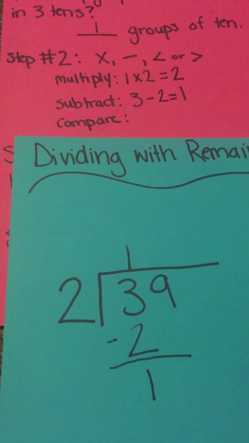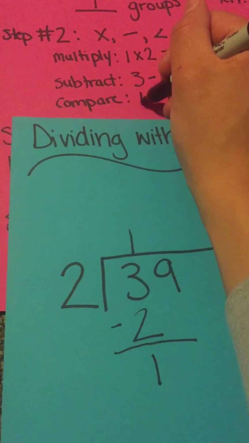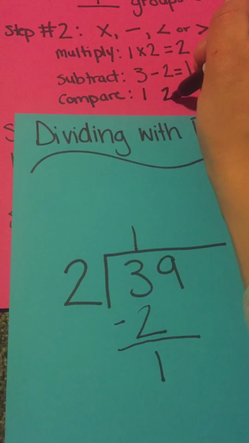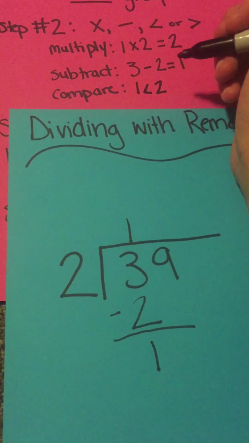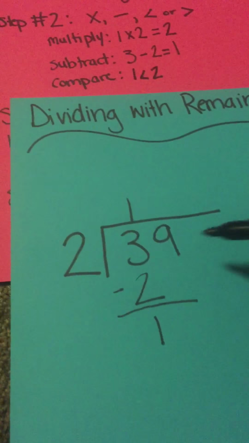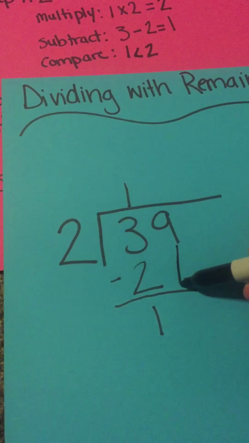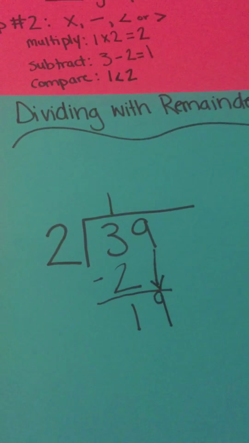Then the next thing we do is we compare. So we have 1 and 2. So we know that 2 is greater than 1, so we put a greater than sign. And since 1 is less than 2, we have to bring 9 ones down so that we can divide into it again.